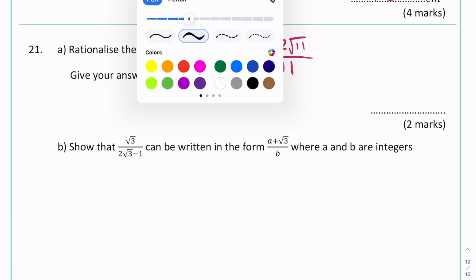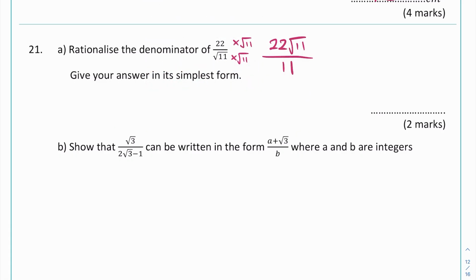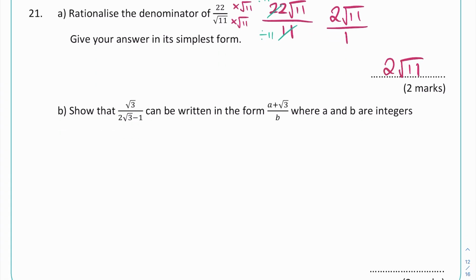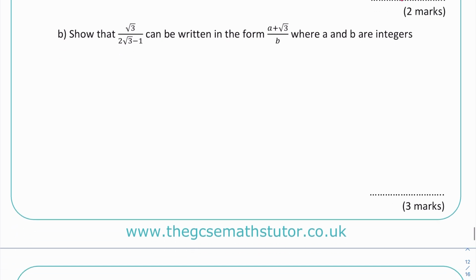So that's quite nice. For that particular one, the top and the bottom both divide by 11. So I can write that there. Divide the top and bottom by 11. And if we do that, 22 divided by 11 is 2. So we get 2 root 11 over 1. You don't need to write that over 1. So you can just write 2 root 11 as your final answer. So there we go, quite a nice rationalising question there for part A.